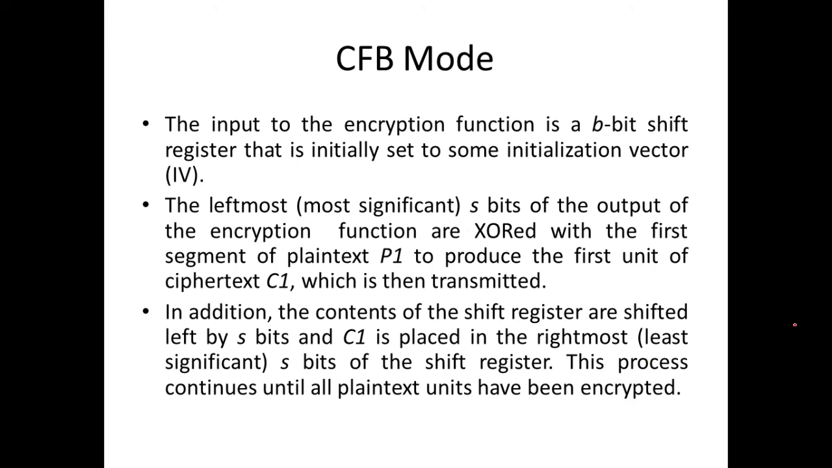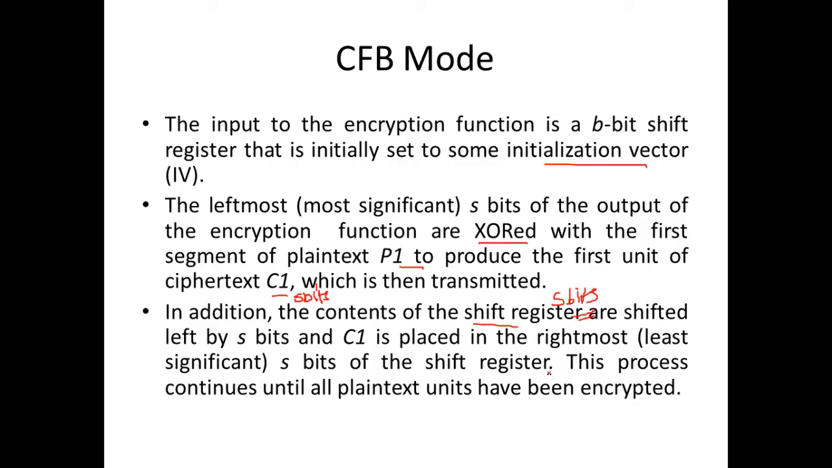So initially we have an initialization vector which is given to phase 1, and then we'll feed it to our encryption, and then we'll XOR the first S bits of that output with plain text P1. That is what provides C1, which is of S bits. Again, this C1 is fed to the shift register after shifting the initialization vector in the shift register by S bits.